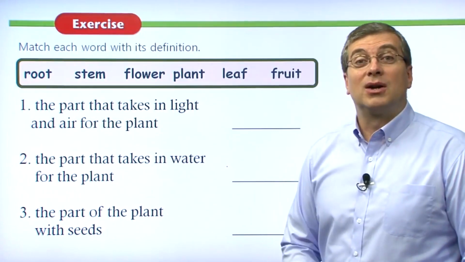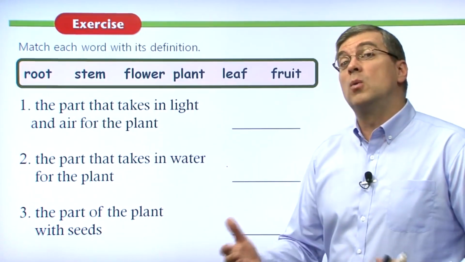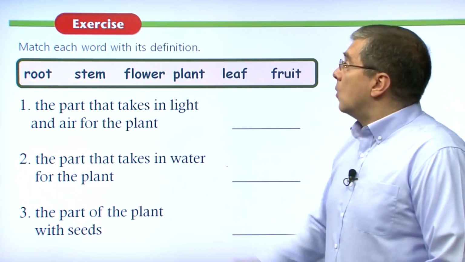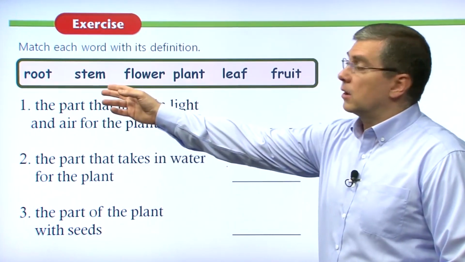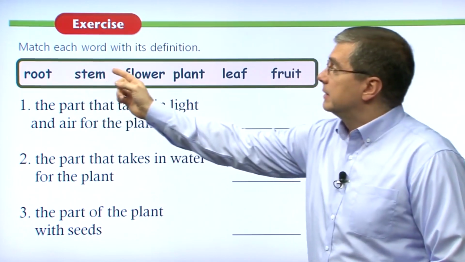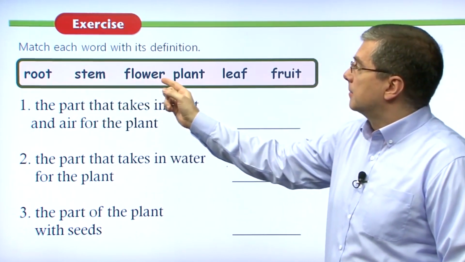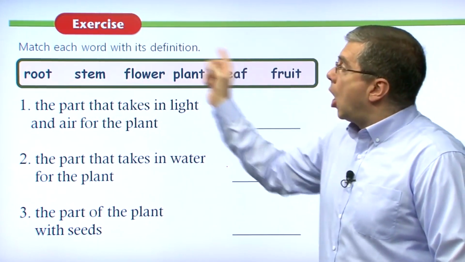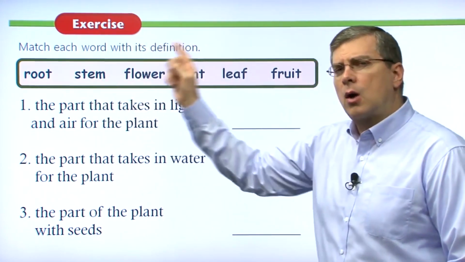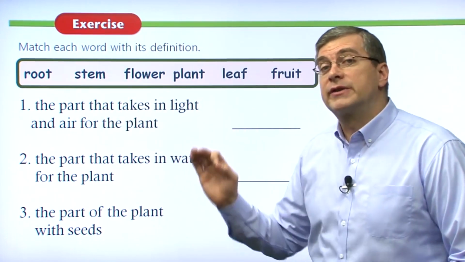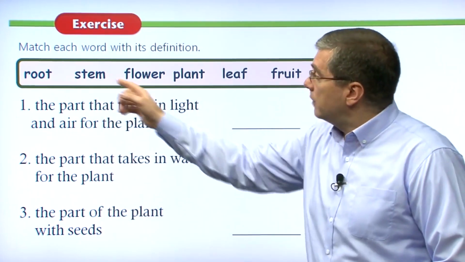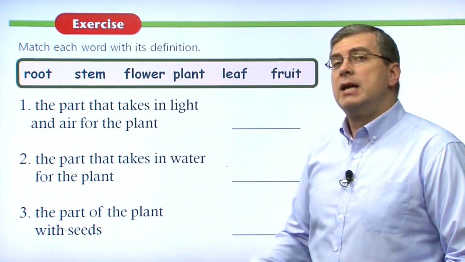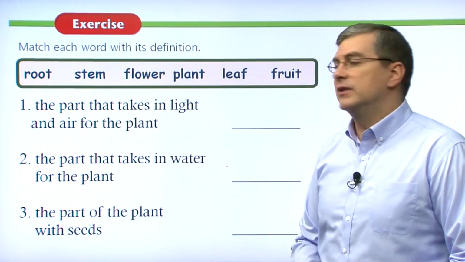Okay, it's time for a little review now. Let's go over the words that we've discussed so far in this lesson. We can see the words that we are looking at are root, stem, flower, plant, leaf, and fruit. All of these words are what? They are parts of a plant, right? All of these words are different parts of a plant. So how can we describe these words?